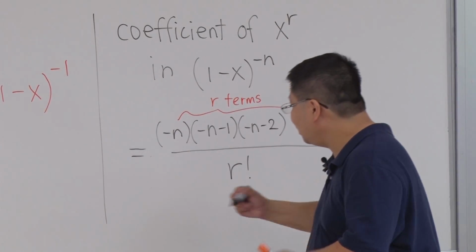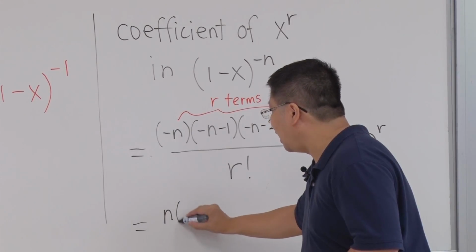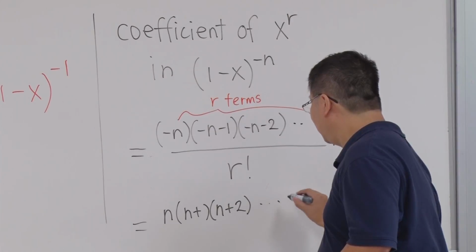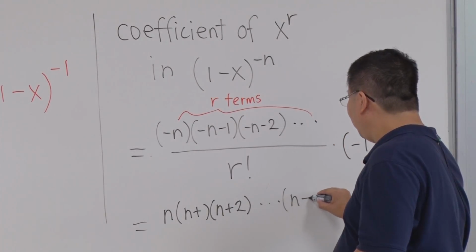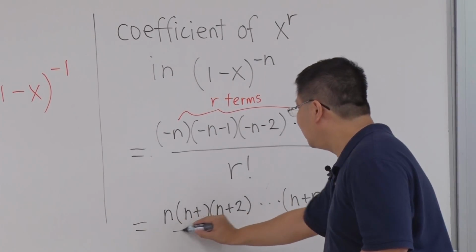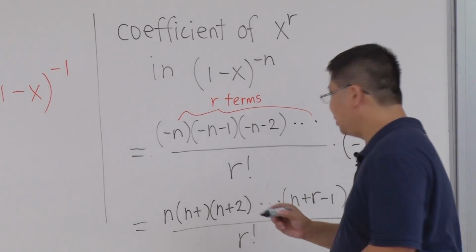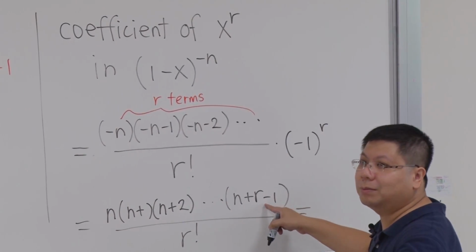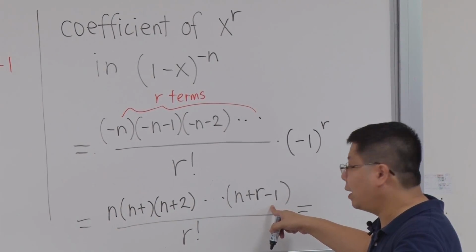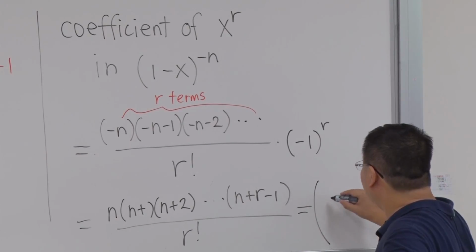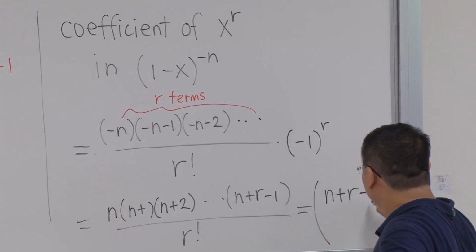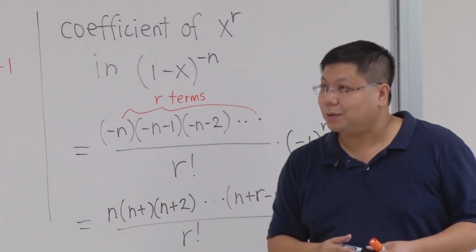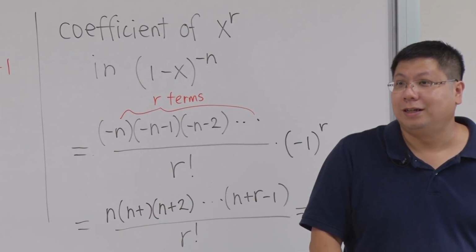So this is going to be equal to what? It's going to be n times n plus 1 times n plus 2, up to the last term, n plus r minus 1, divided by r factorial. Is that okay? And then this is equal to this term to the power r falling divided by r factorial. So this is exactly equal to n plus r minus 1 choose r. Is that okay? This is what we know before.